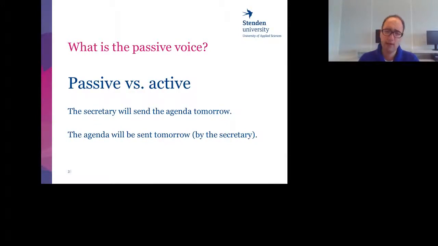So to make this more clear, I have two sentences for you on this slide. The first one is the secretary will send the agenda tomorrow. And the second one is the agenda will be sent tomorrow by the secretary. So you have to ask yourself first, do these sentences say the same thing or do they say something different? So take a close look. The same or something different?